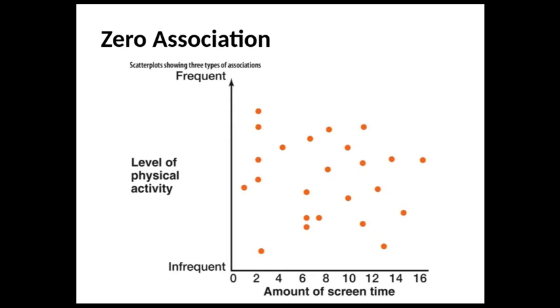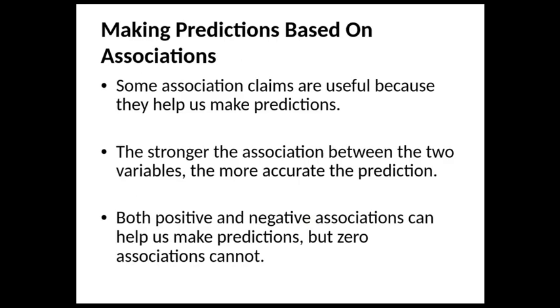So zero association means that there is no association between the two variables, like amount of screen time and level of physical activity. You can come up with your own examples of things that you can measure, but they don't really go together. So we can make predictions, as I said, based on associations. Some association claims are useful because they can help us make predictions.